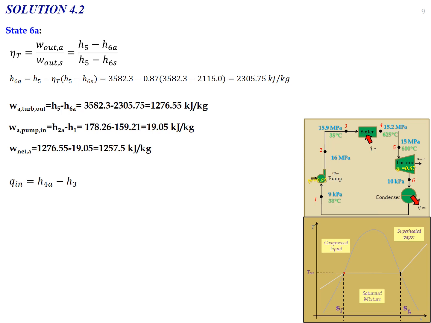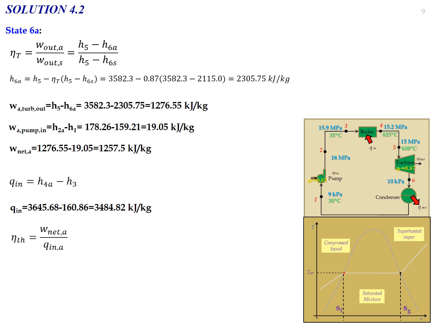So in order to determine thermal efficiency, we also need to calculate the value of Q in. So now we need to refer to the formula for Q in based on this diagram, where Q in equals h5 minus h4. Substitute the value. So Q in will be equal to 3484.82 kJ per kg.